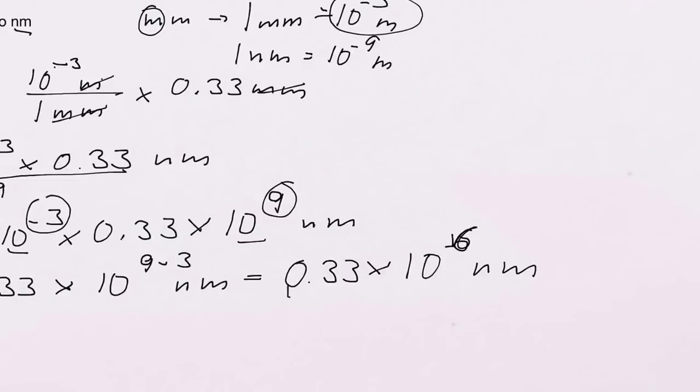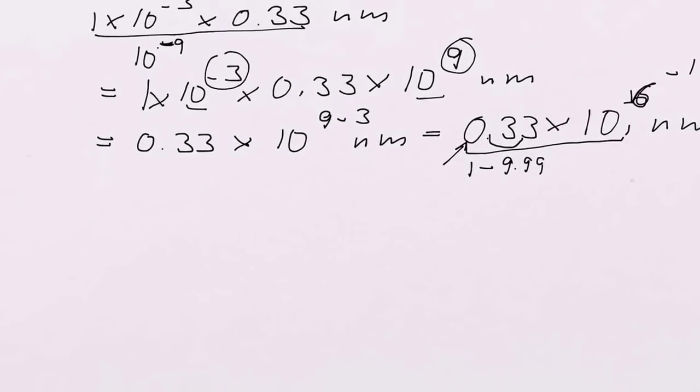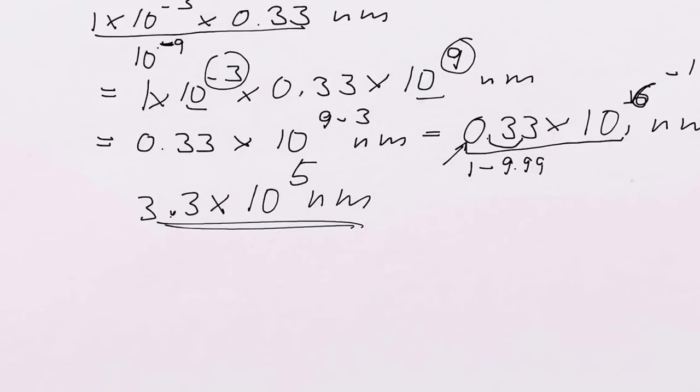Now this is not yet scientific notation, because in a scientific notation this can be anything between 1 and 9.99, so that's the first position, and we are not there yet. But what we can do is we can shift the decimal to that point and then take 1 minus this. For each position we have to take 1 off, so we would get 3.3 times 10 to the 5 nanometer. That would be the answer for this.